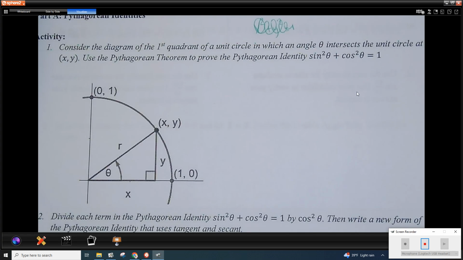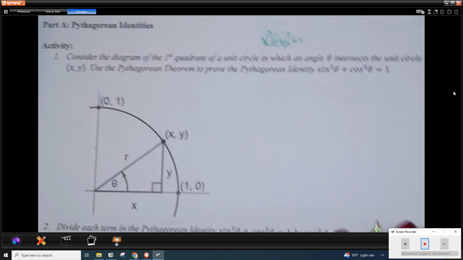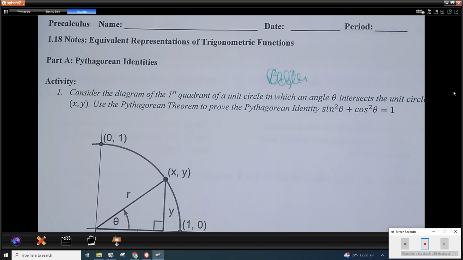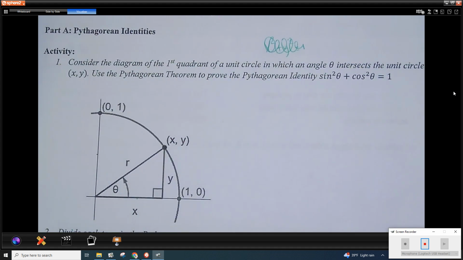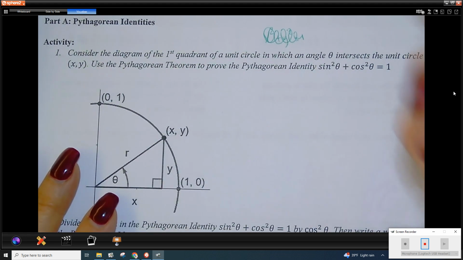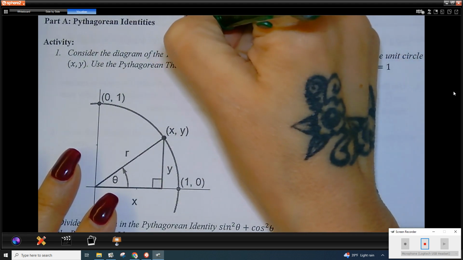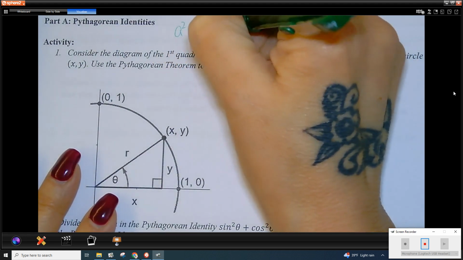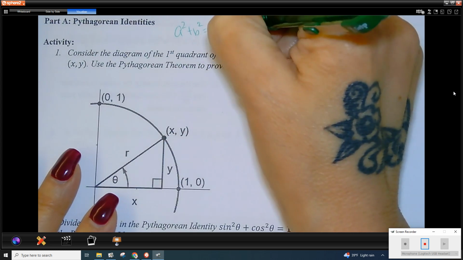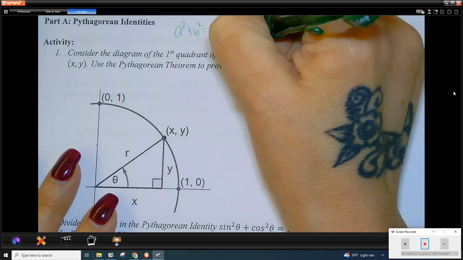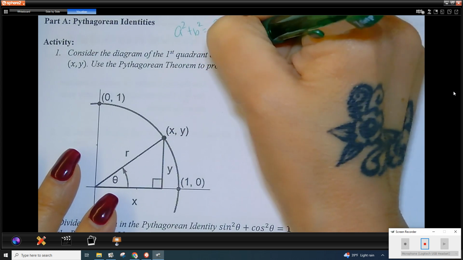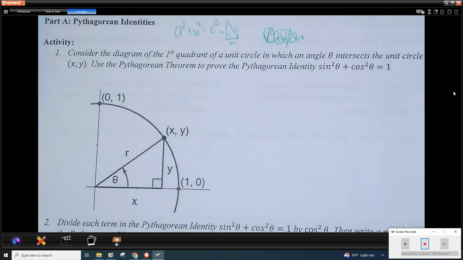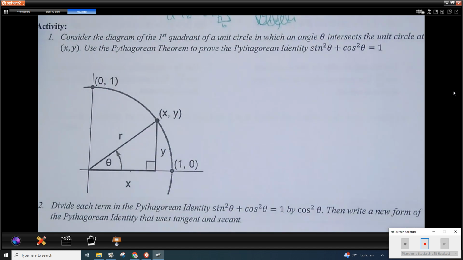Hi, today I'm going to go over 118 equivalent representations of trig functions. So first, the Pythagorean identities. You know the Pythagorean theorem is a squared plus b squared equals c squared, and that's used on a right triangle. There's your c, here's your a, here's your b. To find the length, we use that in the beginning of the year.